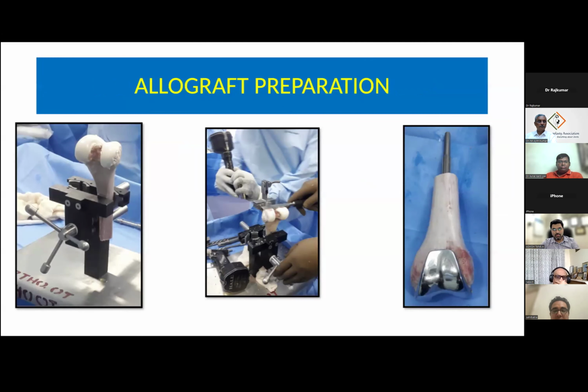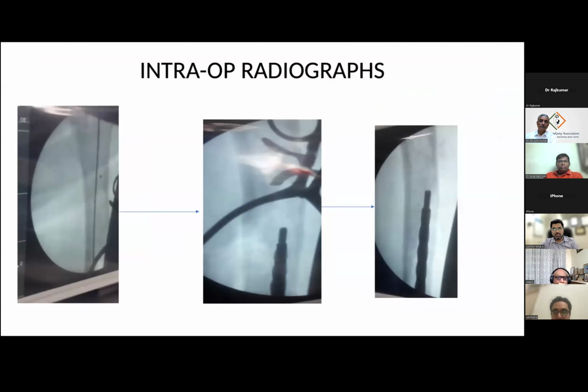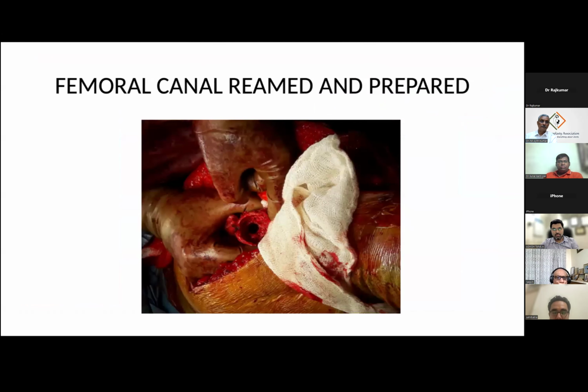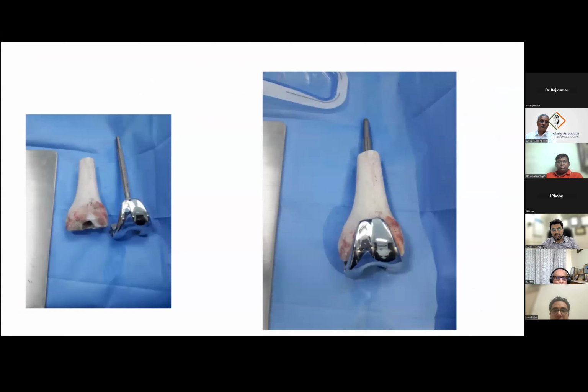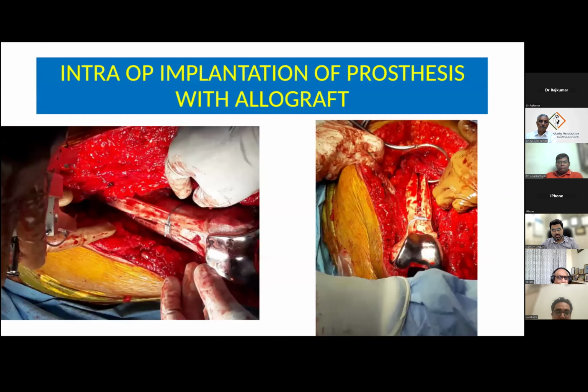The TKR was performed, non-modular hinge, and all the cement was removed. The canal was thoroughly irrigated under C-arm guidance, and impaction bone grafting was done. So you can see how the impacted bone graft allograft was done. Then the allograft along with the implant was fixed with the bone, and cementation was done, and we used a fibular strut to enhance the healing using control cables.